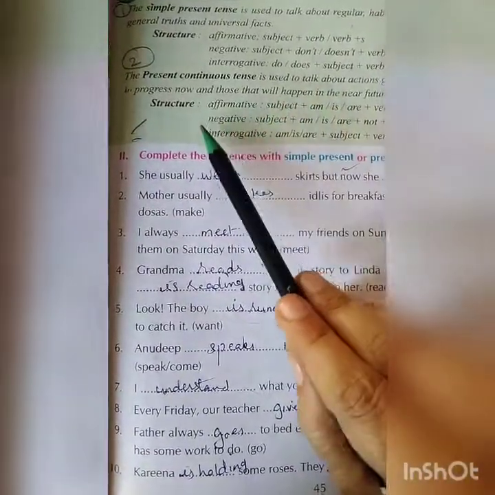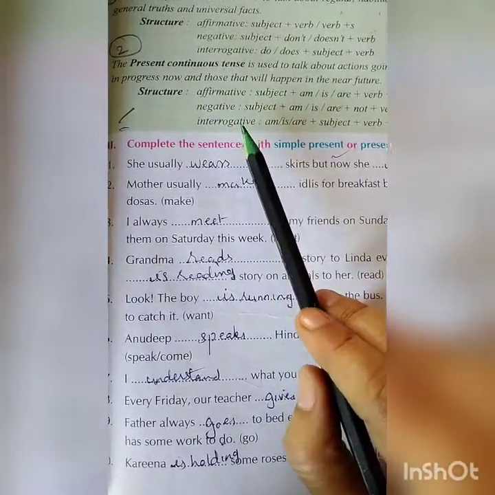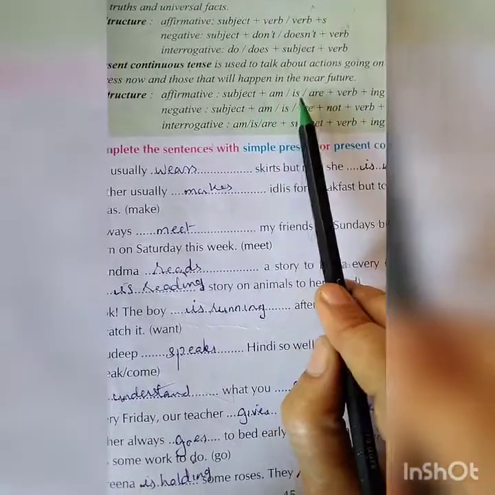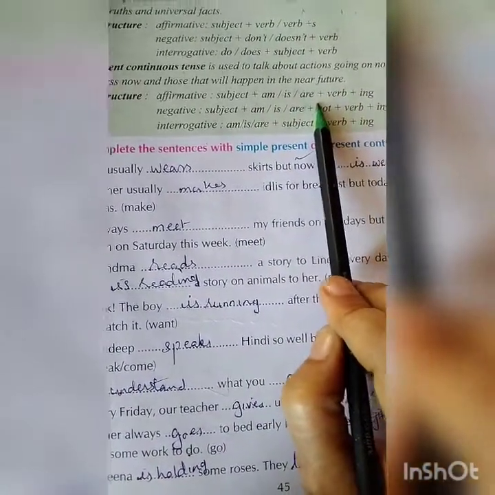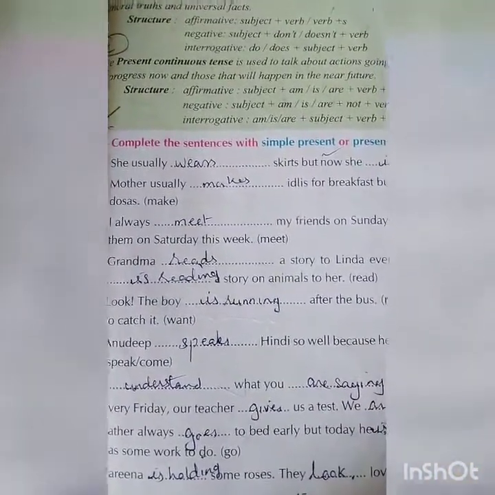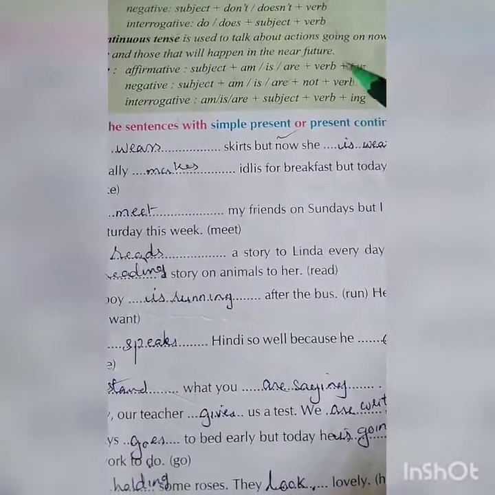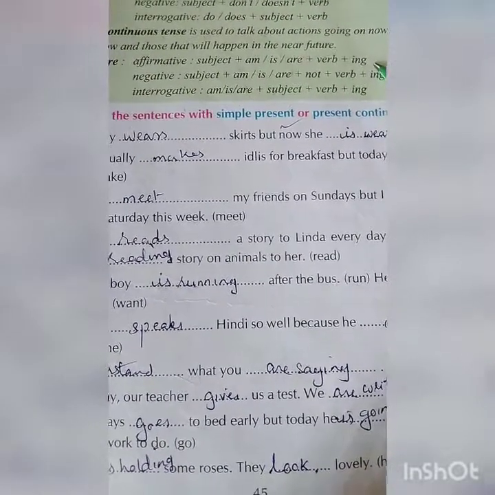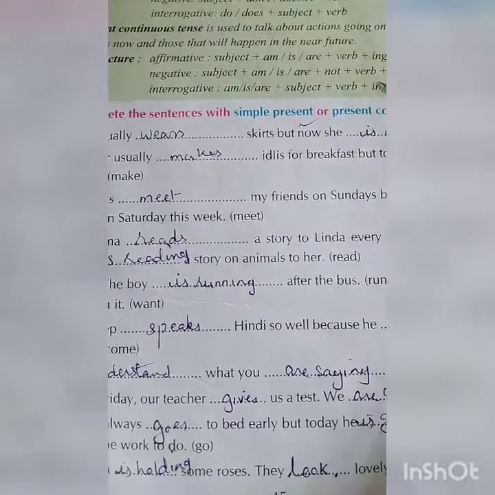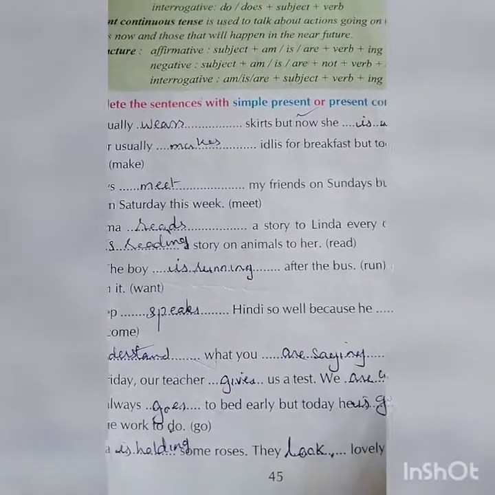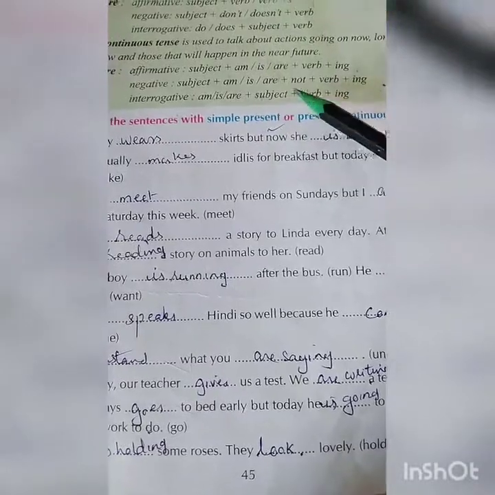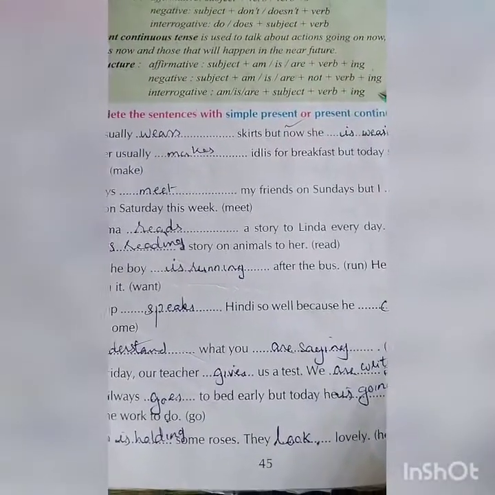And in present continuous tense, you see the structure: affirmative, negative and interrogative. Affirmative means subject plus am, is or are plus verb plus ing. That is continuous. The work is going on. Action is going on. Then always the verb ing is used in continuous tense. In negative also: am, is, are plus not plus verb plus ing. Interrogative: am, is, are plus subject plus verb plus ing.